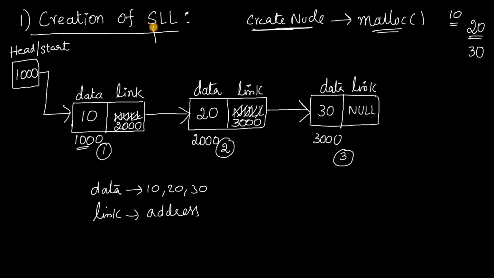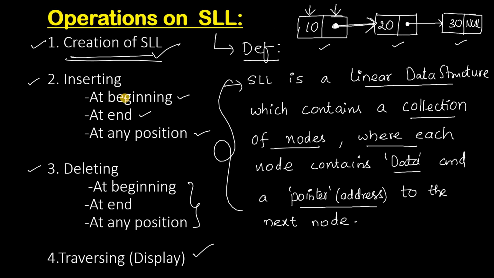See here, why it is called a singly linked list? Singly, because every node will have only one address field or one link field. That's why it is called a singly linked list. Why is it called linked here? Yes, between every node we have a link. So it is called a linked list, right? So this is the first operation, that is the creation of singly linked list.